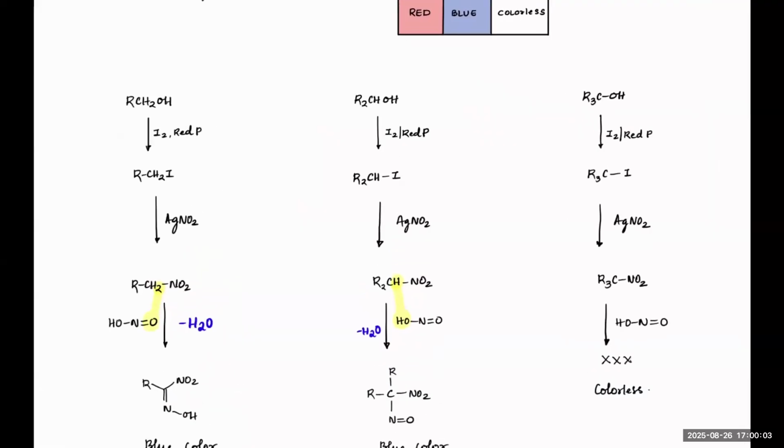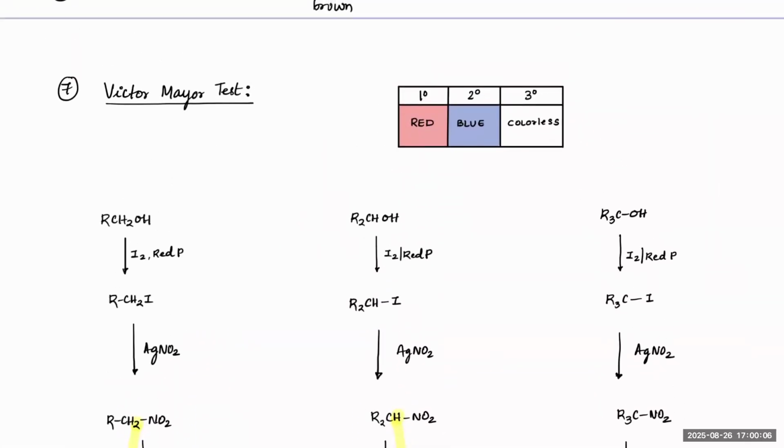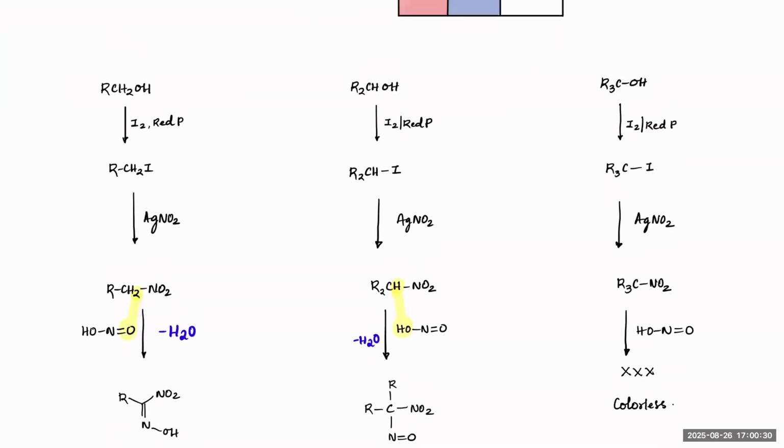But the official test for detection of 1 degree, 2 degree, and 3 degree alcohol is called Victor Meyer test. It's called Victor Meyer test. So if you have 1 degree, 2 degree, and 3 degree, 1 degree will give you red color, 2 degree alcohols will give you blue color, 3 degree will give you colorless. Right. See, if it is 1 degree, there is a procedure that you need to do in lab. First procedure is you react that with iodine, red phosphorus. So if you notice, take it.